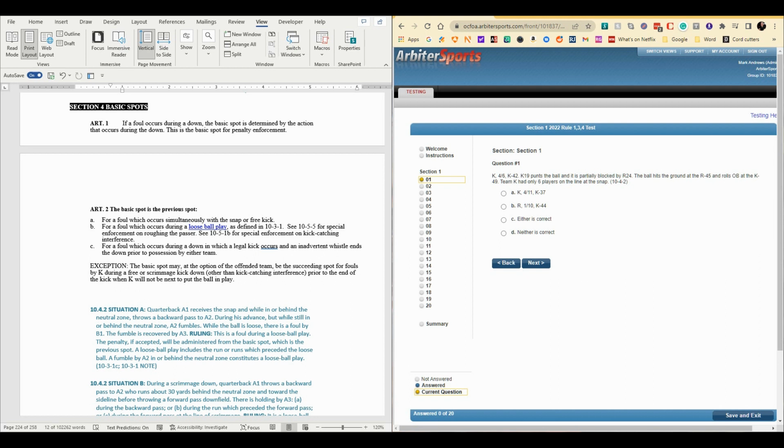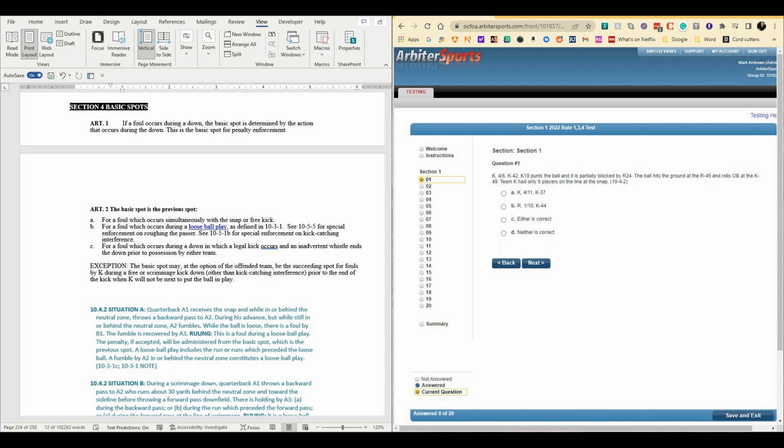So originally this question had a Rule 3 reference which didn't apply to this question. I'm not sure why it was there, but it doesn't matter. This is a good question, and it's actually covered under 10.4.2. So basically, we got a ball out of bounds with a 5-yard illegal formation foul. So R has 2 choices.